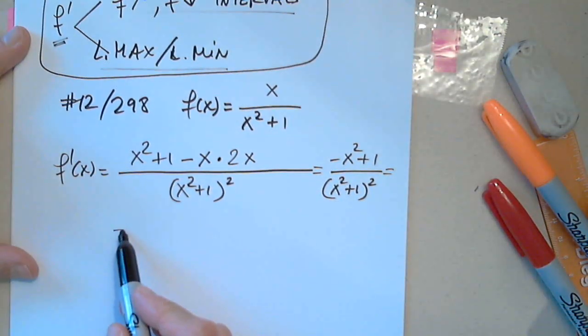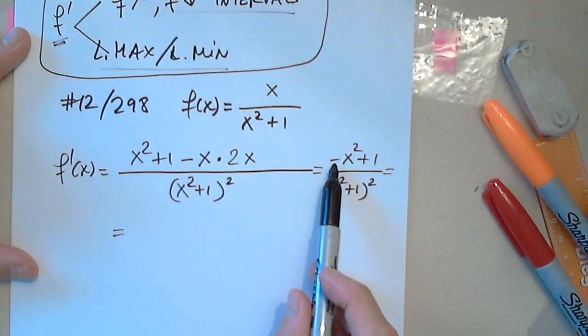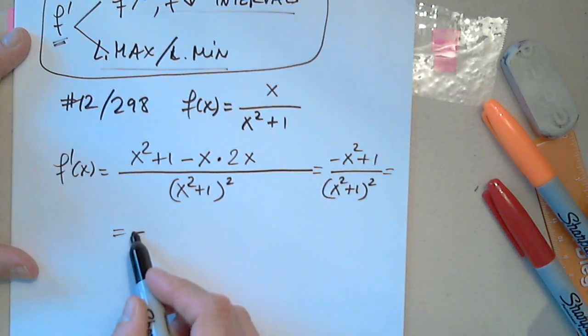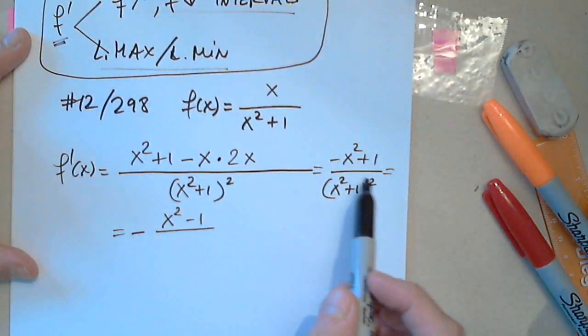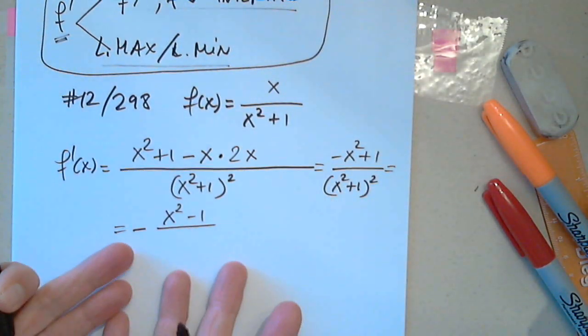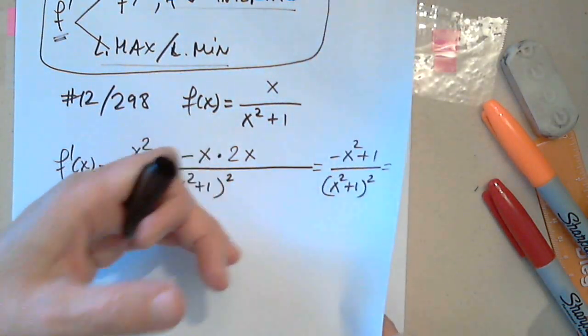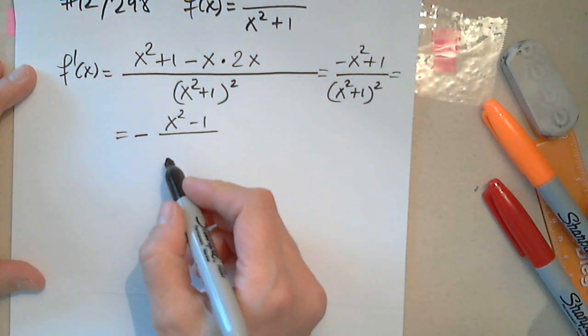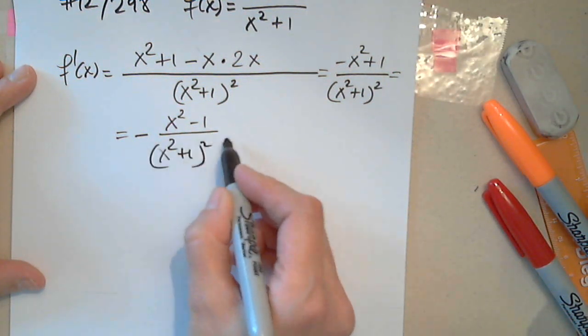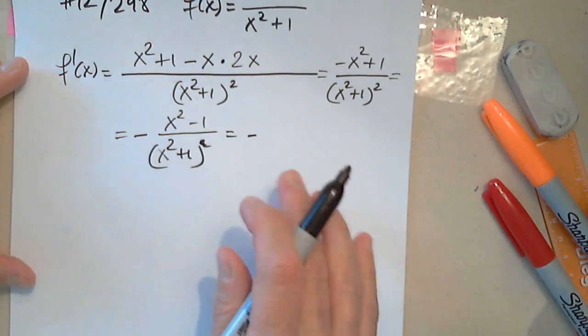Now, I hope you're getting into my habit. I want that negative out, and you know why. I don't like negative leading coefficients, and it makes my life easier if I take that out. And of course, I will factor the numerator.